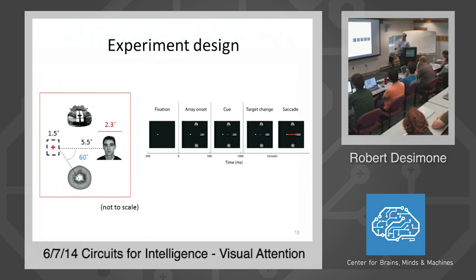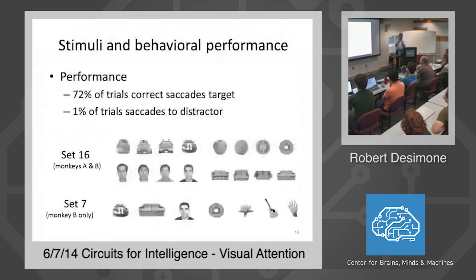So the monkey is fixating a spot, and then either one or three objects would appear in the receptive field. After the objects appeared, a tiny little dim line would point towards one object. Through training, the animal would know that's the object it should pay attention to, because at some random period of time, that object will change color slightly, and the animal would make a saccade to it. Then on another trial, the line would point to another object, and so on. And then you can measure this decoding performance in time windows all through the trial.